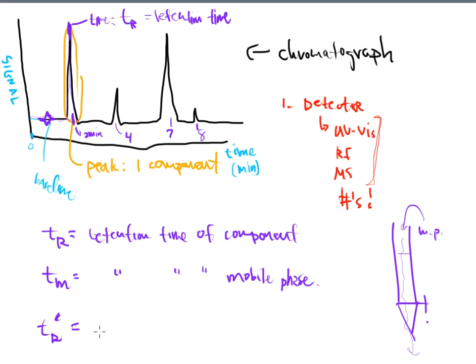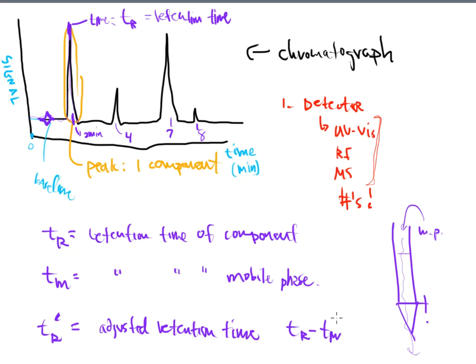And that T sub R prime is something that we call adjusted retention time. Basically, it takes the mobile phase into account. So in order to calculate this, I take the retention time of my component that's on the chromatograph, and I subtract the retention time of my mobile phase. And this gives me the absolute time that my column held my component in the stationary phase itself.